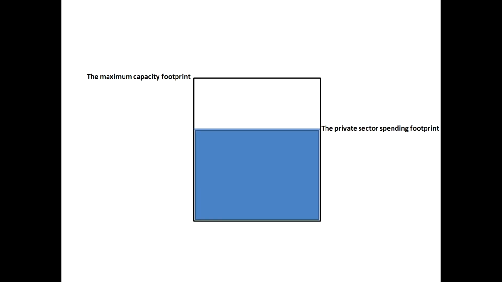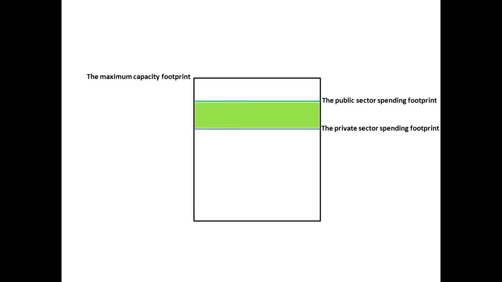Inside this footprint, I'll mark the size of the private sector spending footprint. It takes up nearly 3/4 of our maximum capacity footprint. Next, I'll add in the public sector or government spending footprint. In Australia, currently, this takes up about 1/4 of the maximum capacity footprint.